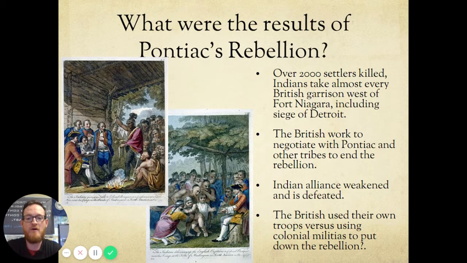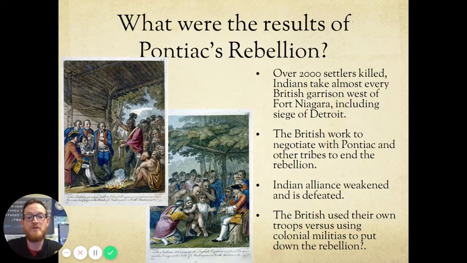Like I said, at the beginning the Indians would take almost every British garrison west of Fort Niagara, and they would lay siege to Detroit. Eventually, though, they would be overwhelmed by the British and would work to negotiate an end to the rebellion. Once the British started winning, both sides came to the table and said, hey, let's figure this out, and they do. The Indian alliance would weaken and be defeated as tribes slowly started negotiating to end this.